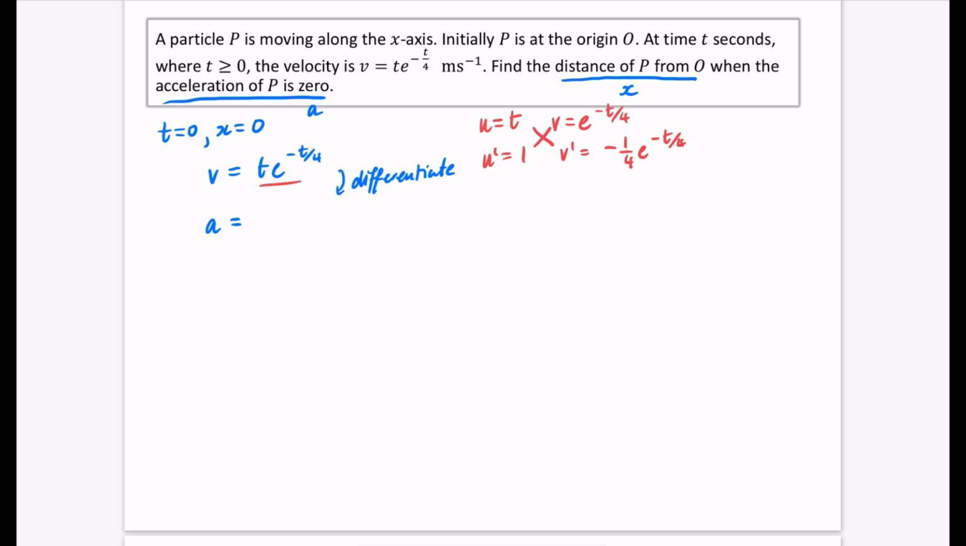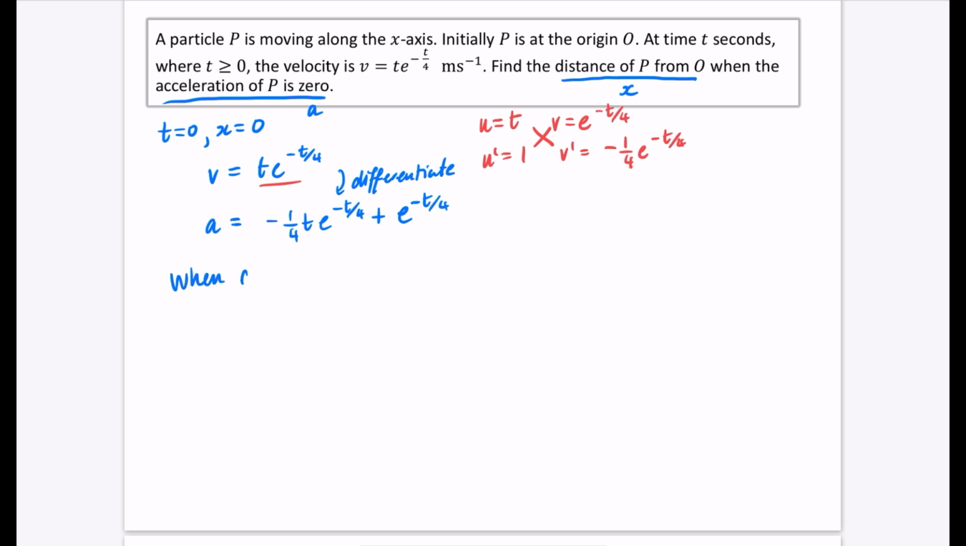So product rule will have all those things being multiplied, the diagonals being multiplied and then added. So I'm going to do the t times this, so that's going to be minus a quarter t, e to the minus t over 4. Plus the other diagonal, which is just e to the minus t over 4. So I've found the acceleration, and I want to find out when the acceleration is 0.